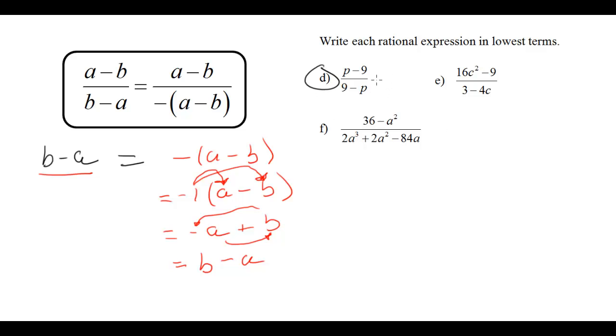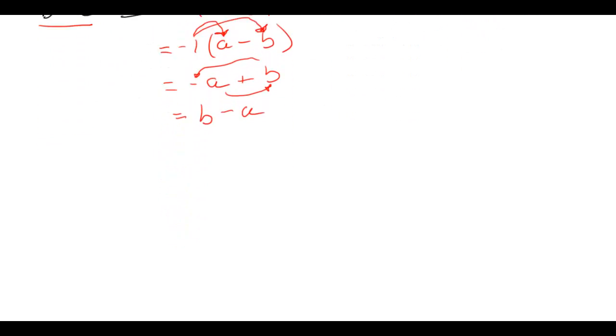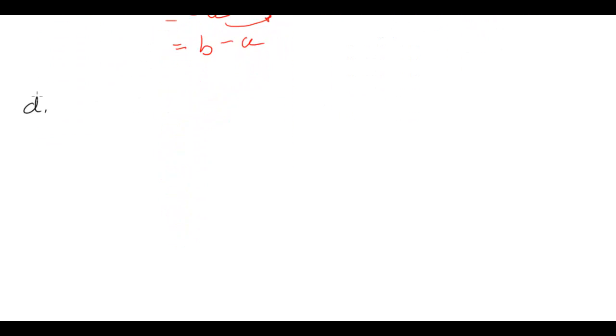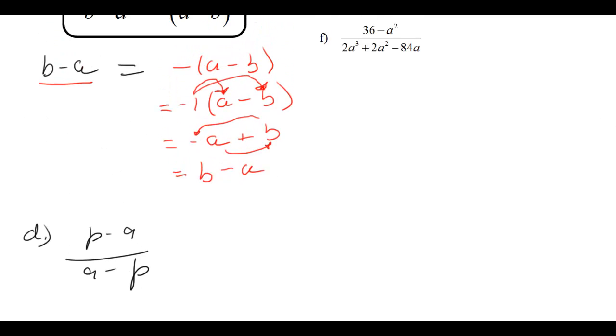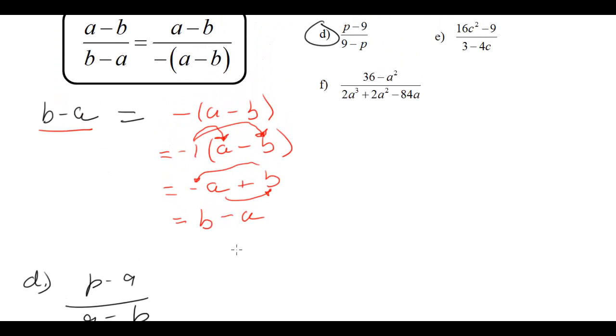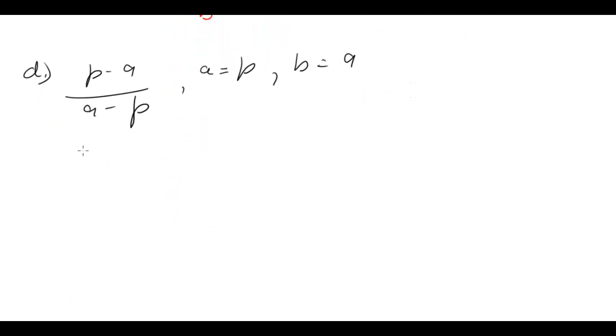Now let's do D. I have p minus 9 divided by 9 minus p. This is a direct application of the rule. Let's look at our formula. In this particular instance, a is the same as p, and b is the same as 9. So this formula is going to work. And you'll see it's going to work even without looking at the formula. It's going to be kind of obvious.